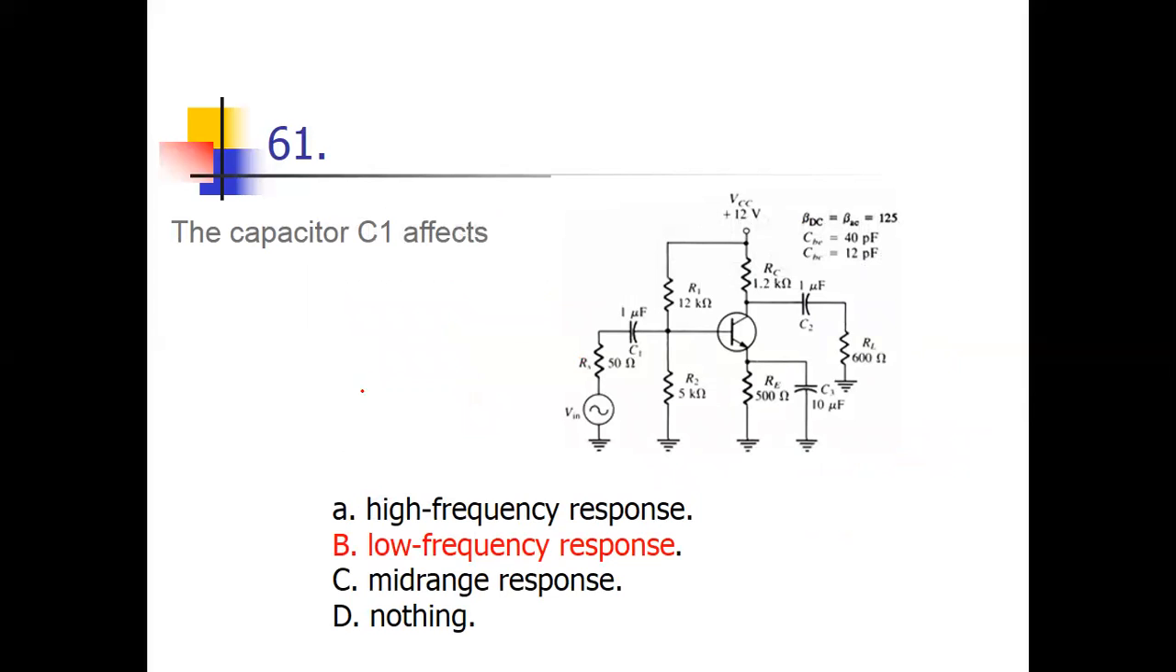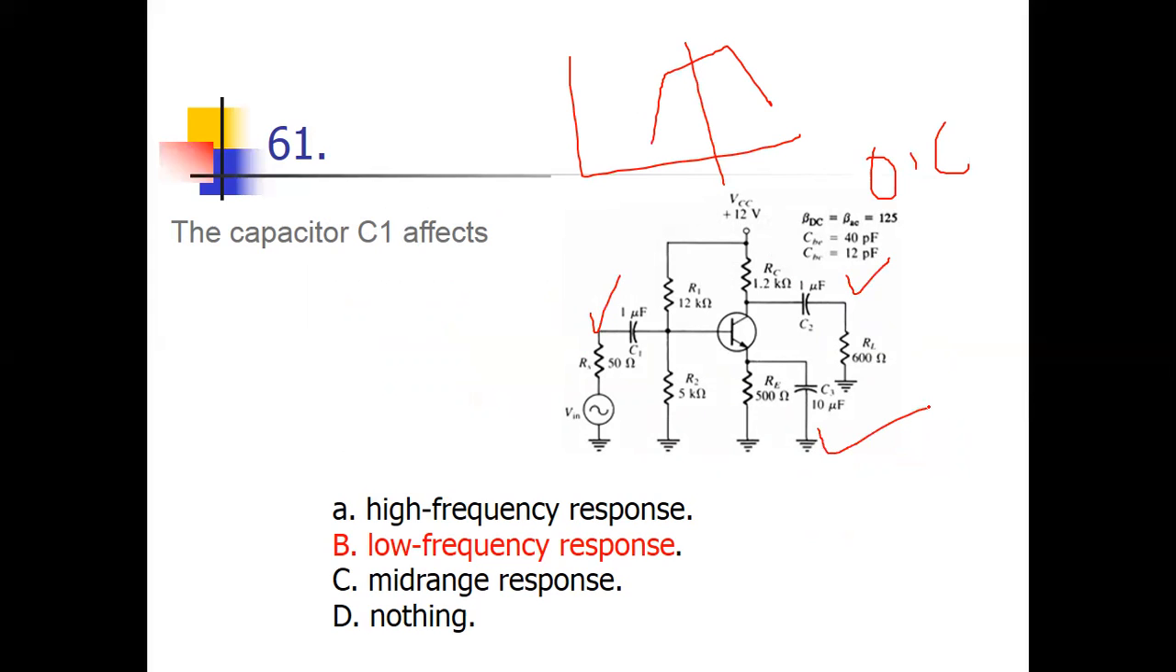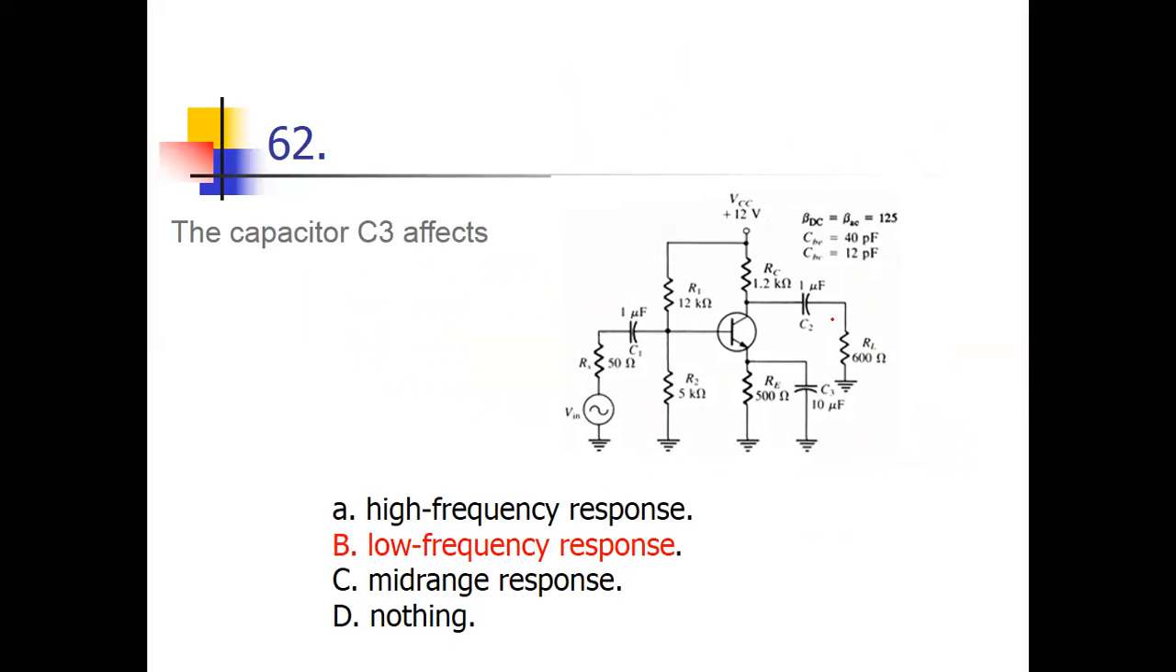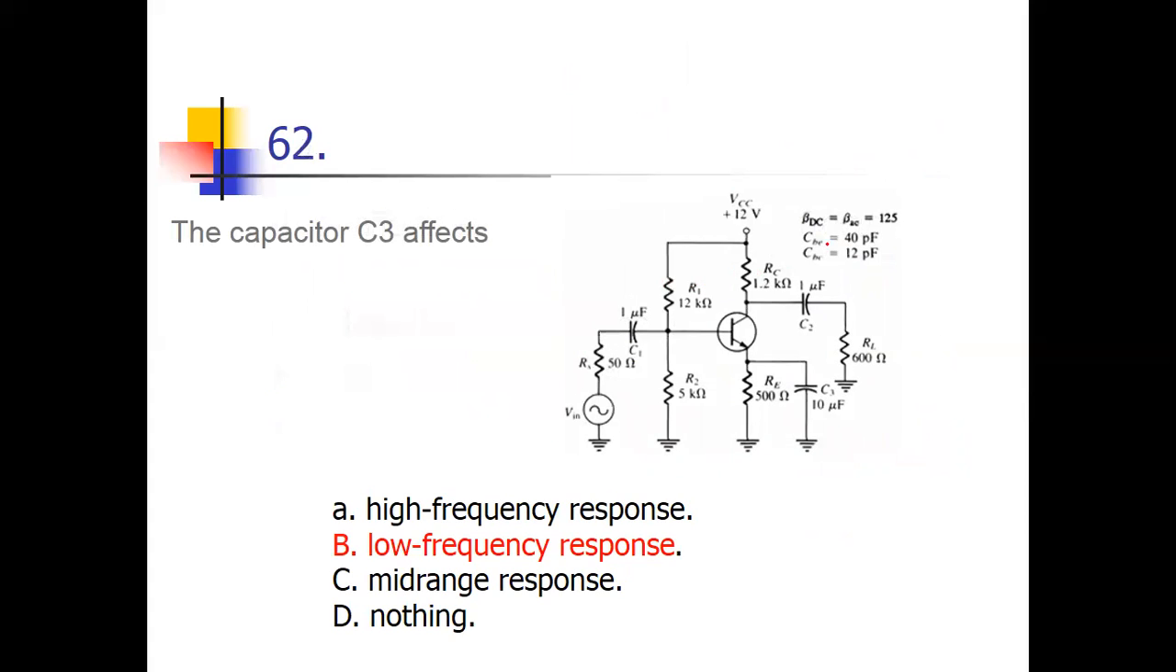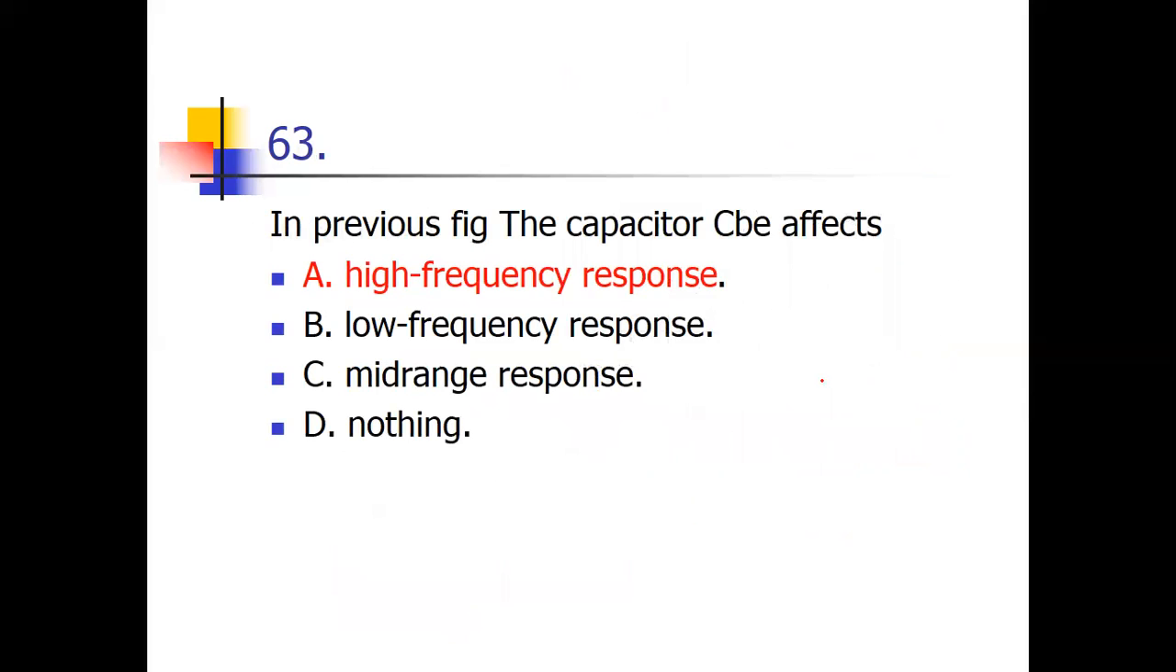The capacitor C1 affects... Now remember, I have already explained, in any frequency response, for mid frequency all the capacitors are open circuit for AC analysis. For low frequency, coupling and bypass capacitors come in. So C1, C2 and C3 are all coupling or bypass capacitors, and all affect the low frequency response. Now in the previous figure, the capacitor CBE is the transistor internal capacitor, and the transistor internal capacitor affects the high frequency response.